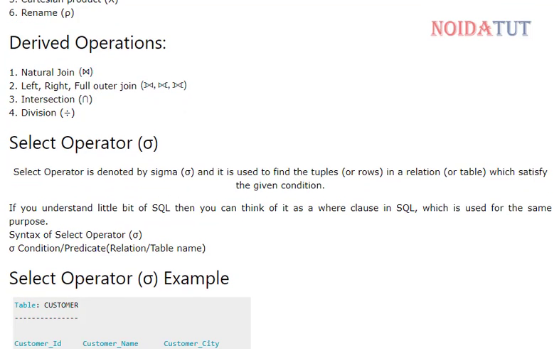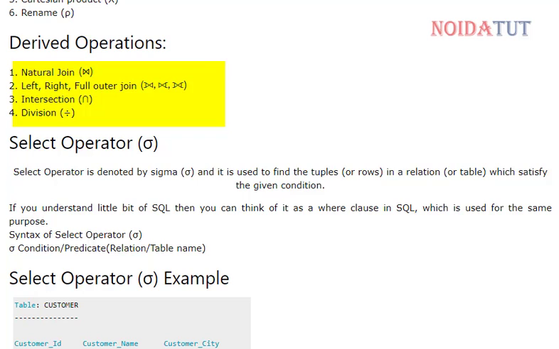Similarly, when we are working with derived operations, we have natural join, left, right, full join, intersection, division. So every operation has a unique symbol.